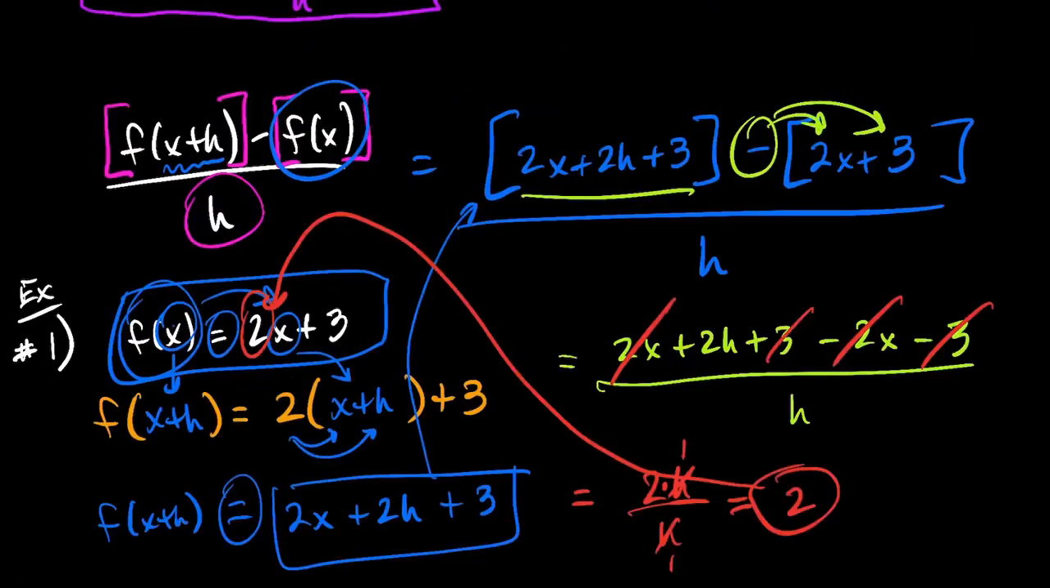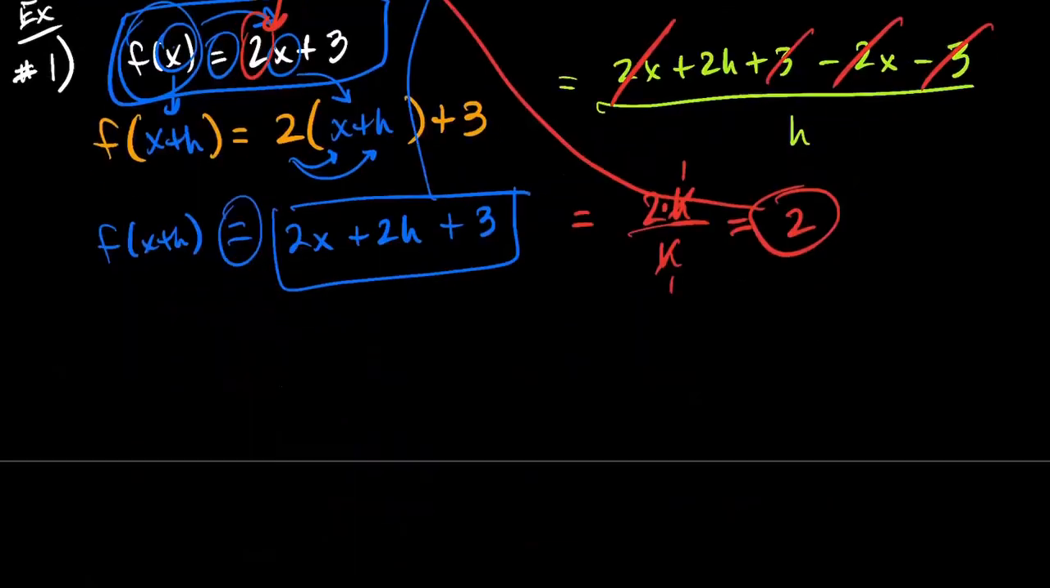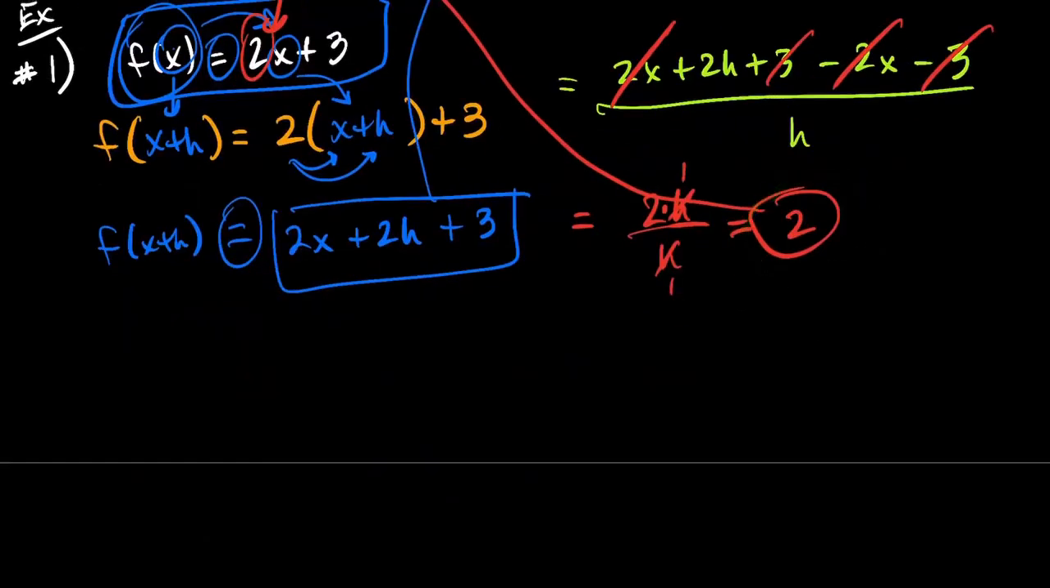The problem is, if it's not a line, then it's not the same everywhere. Okay. So that means we will also have a variable for our slope, which is weird. And that's where calculus comes in. Don't worry about it. Don't stress. But this is just the beginning of it. That's why we're doing it in our algebra class, we're not at calculus yet.